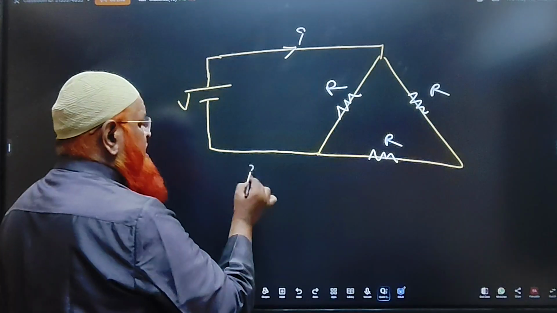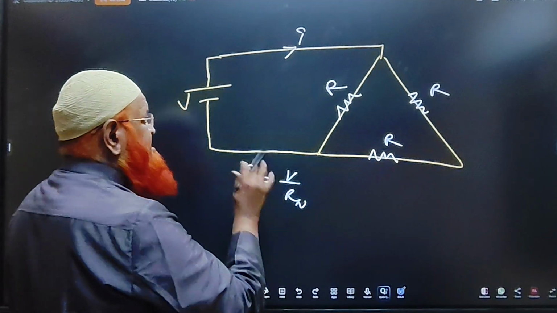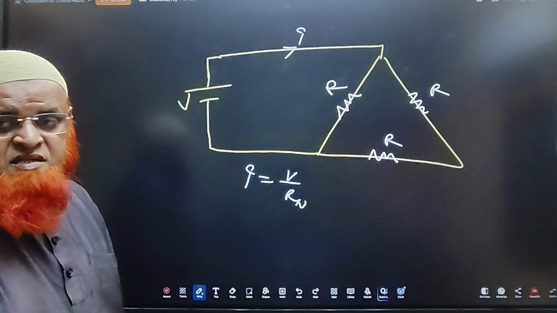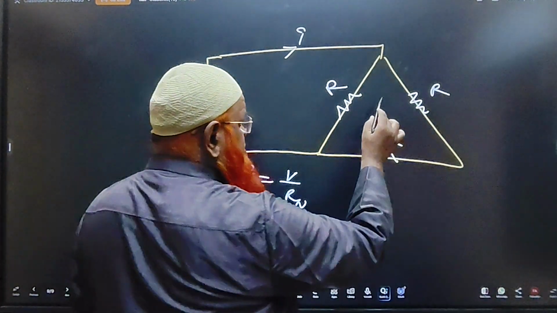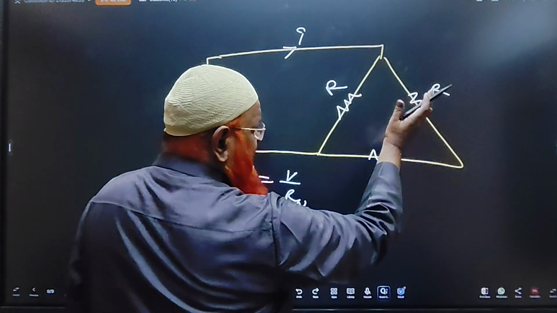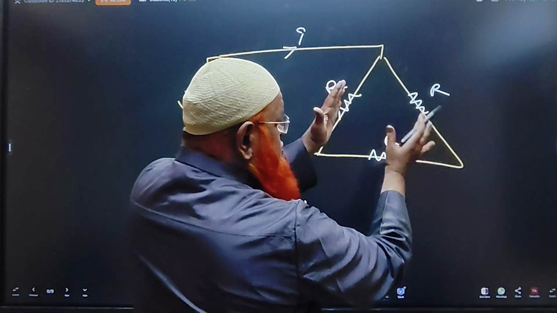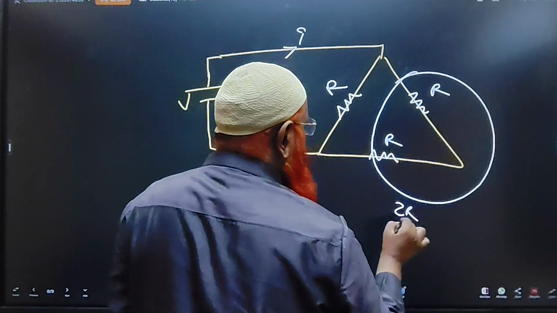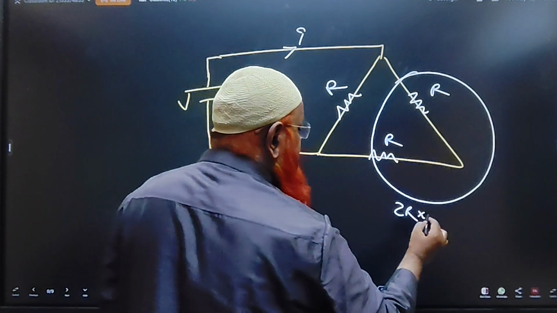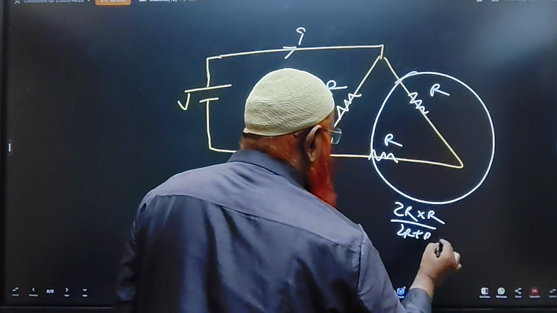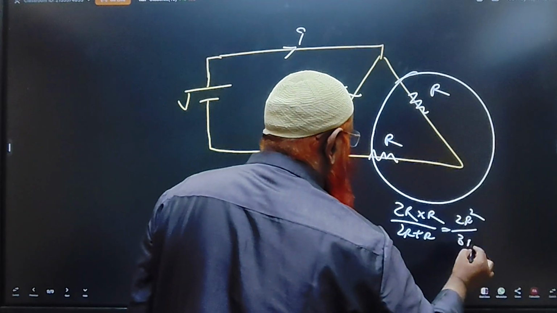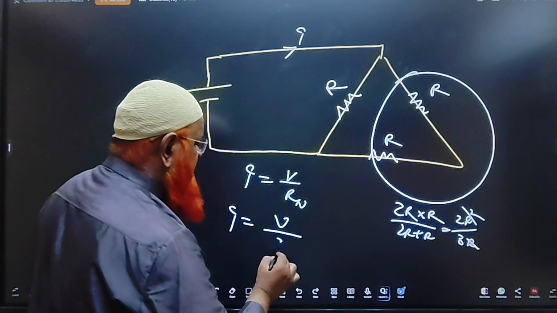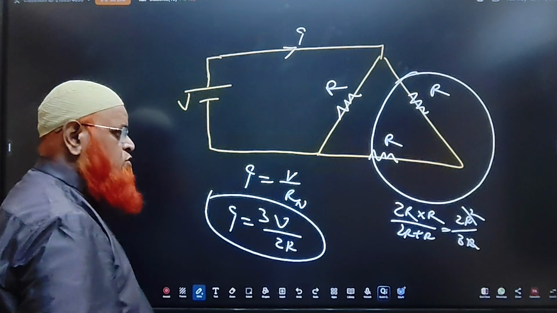Okay. The formula is I is equal to V by R net. Single voltage is there, but the resistances are many. So from this you will understand that these two are in series, and these two are in parallel with this. So this upper part is going to become 2R, and it is parallel to this R. So 2R into R by 2R plus R is nothing but 2R square by 3R. So getting cancelled, I is going to be V by R net, which is nothing but 2R by 3. So 3V by 2R is going to be the answer.